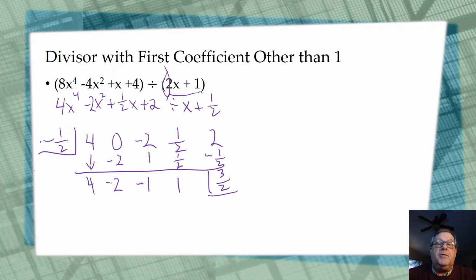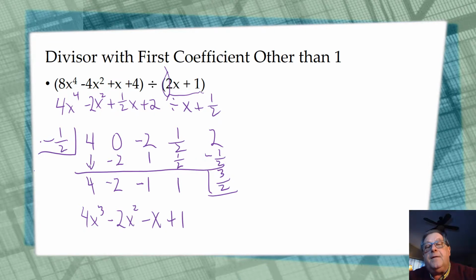And that's my remainder. All right, let's start writing our depressed polynomial, and then we've got to deal with that remainder. So let's see, I've got 4x cubed minus 2x squared minus x plus 1. And then I've got a remainder, and I'm going to do it up here because we've got to do a little more manipulation with this. This is another reason why I would use long division. I've got 3 over 2 over x plus 1/2.